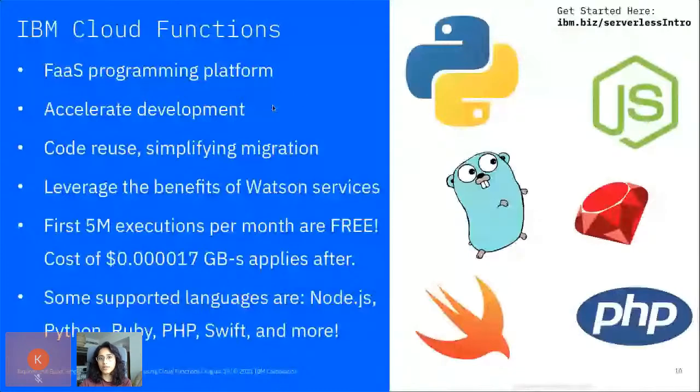Once you have your code available online, that's it. Your code is deployed and ready to go. It's very easy to reuse your code and simplify migration. So say you have this code running locally or in any other environment, it's very easy to just reuse that same code using Cloud Functions. You can leverage the benefits of Watson services or any other services on IBM Cloud. Some of you might know that these are the data and AI services, so it's much easier to integrate it with IBM Cloud Functions.